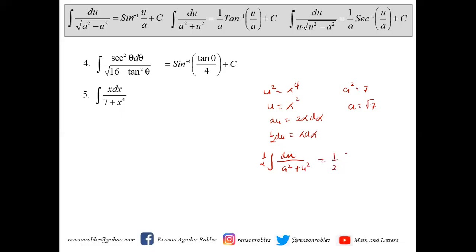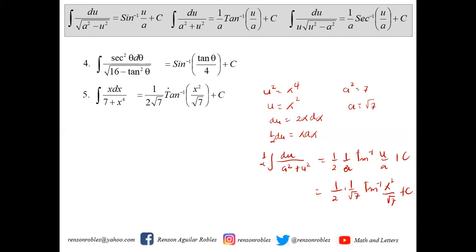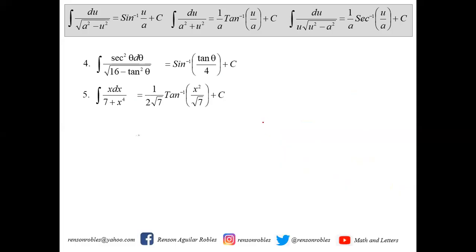And this is equal to 1/2 times 1 over a arctangent u over a plus c. And then you now have 1/2 times 1 over a, that's 1 over square root of 7. And then arctangent u over a, where u is x squared and a is square root of 7, plus c. And then finally, we can have 1 over 2 square root of 7 arctangent x squared over square root of 7 plus c. Next, we have integral of dx all over x plus x ln squared x.